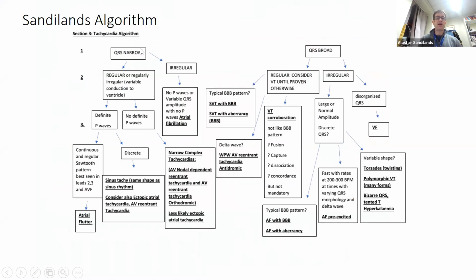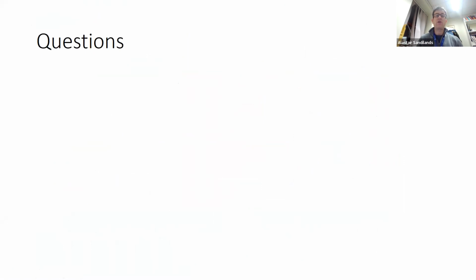Okay, so we've done most of QRS narrow, regular, no definite P waves, narrow complex tachycardias: AV nodal reentrant tachycardia, AV reentrant tachycardia, less likely ectopic atrial tachycardia. You might get an ectopic atrial tachycardia where you don't see the P wave. Any questions at all?